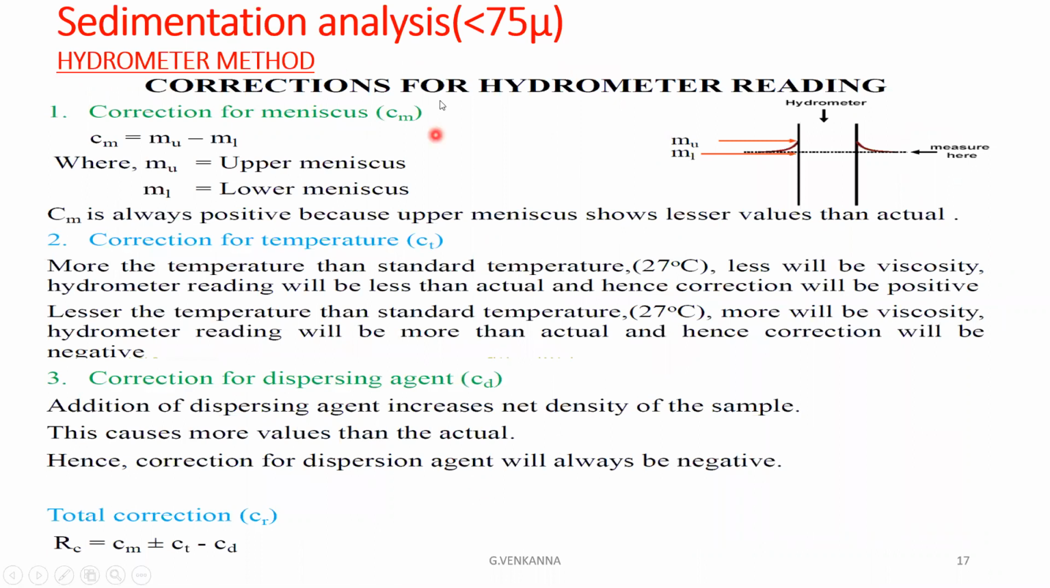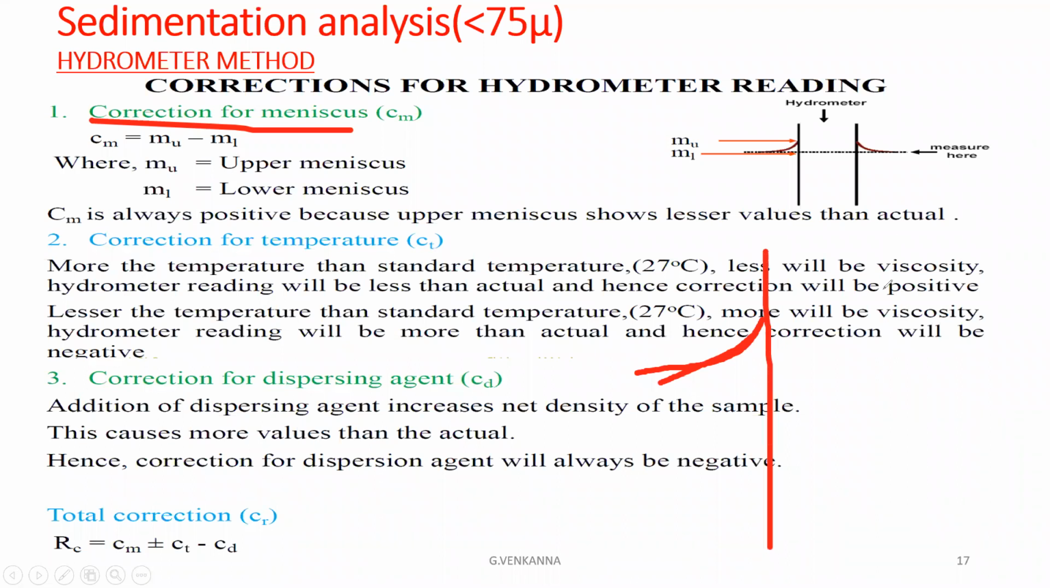In this hydrometer method we have some corrections. Initially, we have the meniscus correction. This is due to the opaqueness of the soil suspension, so a meniscus forms. This is the hydrometer.